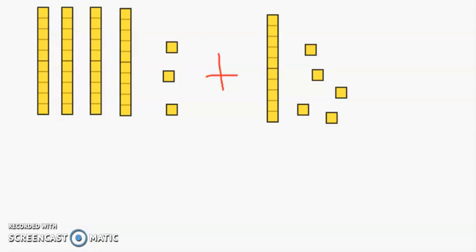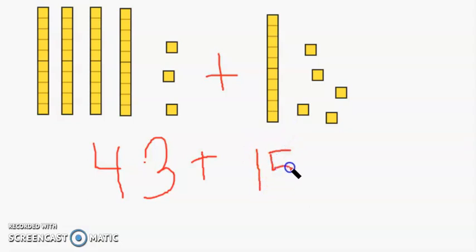So, when we're looking at this problem, we see the plus sign. That means we are adding the two numbers. First, I need to write an equation about what is happening here. So I'm going to figure out what this first number is showing with place value blocks. I see that it has three ones, and then it's 10, 20, 30, 40. And then I'm going to put the plus sign. And then here in the second number, my second add-in, I have 1 ten and 5 ones.